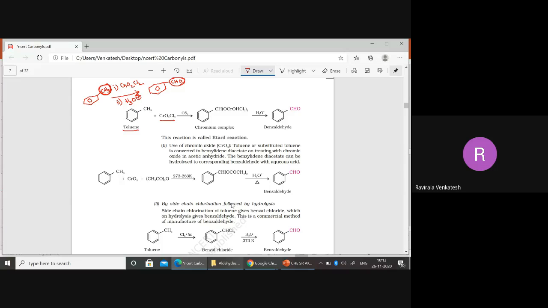So now, how to make it in the mechanism concept? This is very simple. Better to write like this, isn't it? But if you want to write the mechanism, how to make this one? In this case, this chromyl chloride will definitely attack the hydrogens. Wherever the hydrogens are there, put it here. Actually 3 hydrogens are there, but you can't remove all 3 hydrogens. You can remove only 2 hydrogens. Now for each hydrogen, put one chromyl chloride like this.